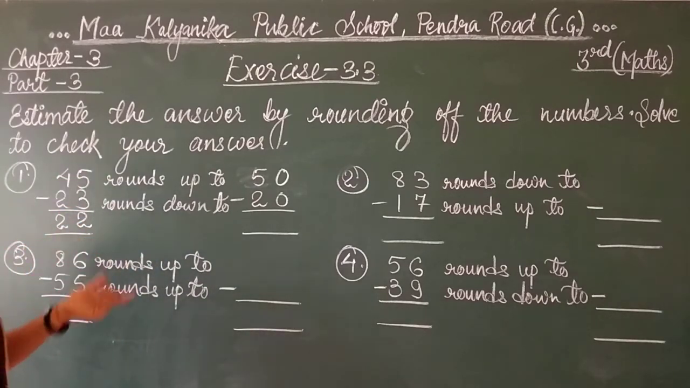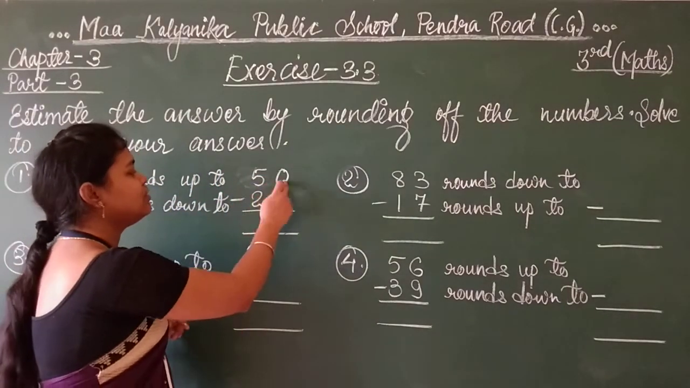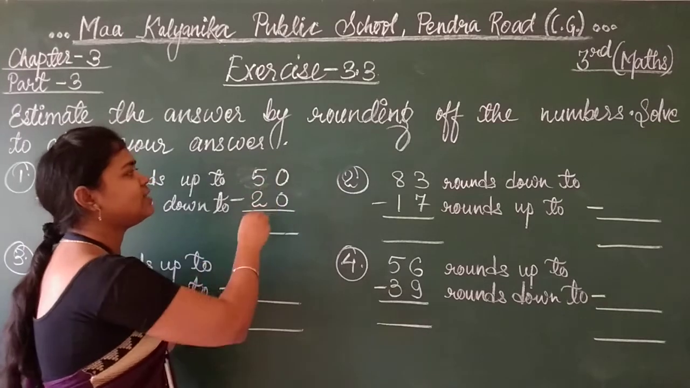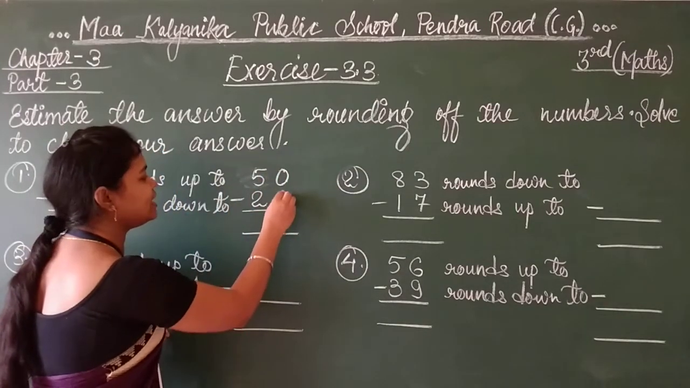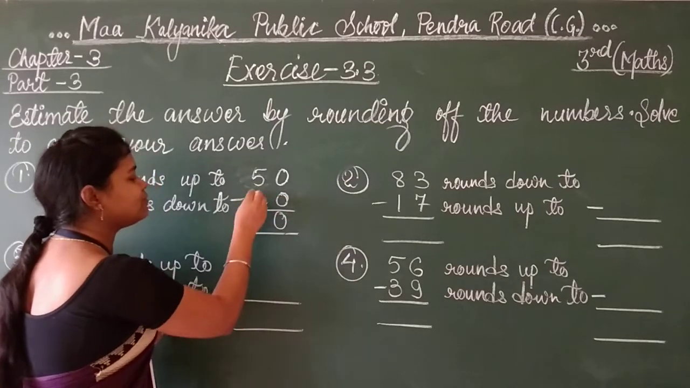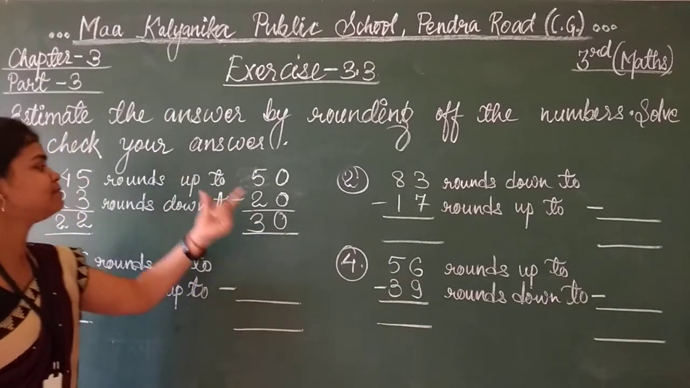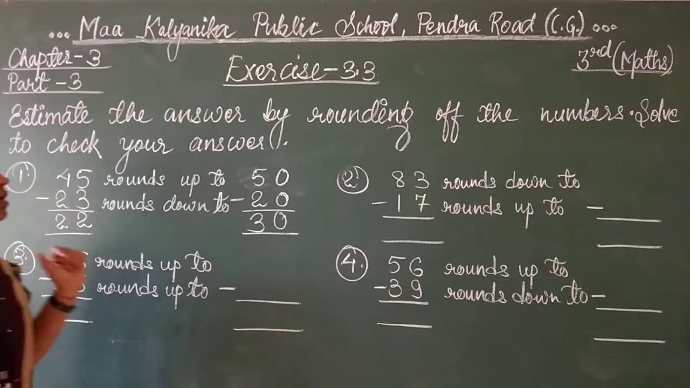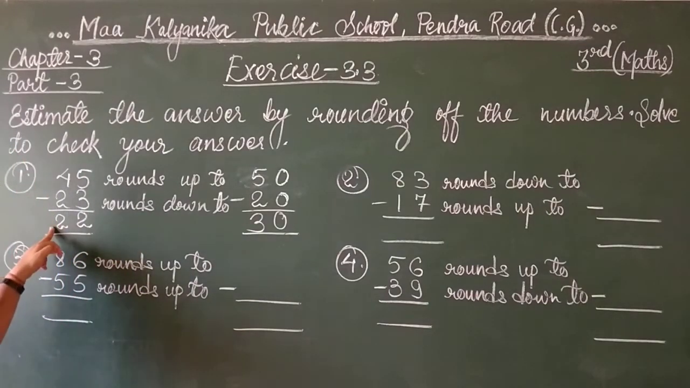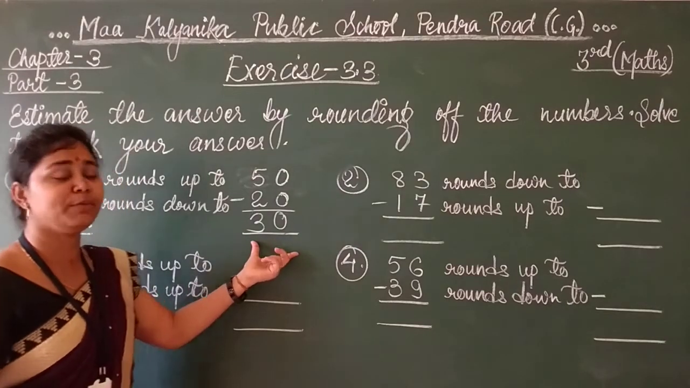Clear to you? Now moving to the next step of the same question. 50 minus 20 we have received as the rounded numbers of the given numbers. So 0 minus 0 is 0 and 5 minus 2 is 3. So now 30 is the estimated difference of the given numbers. Okay students, so 22 is the actual difference and 30 is the estimated difference.